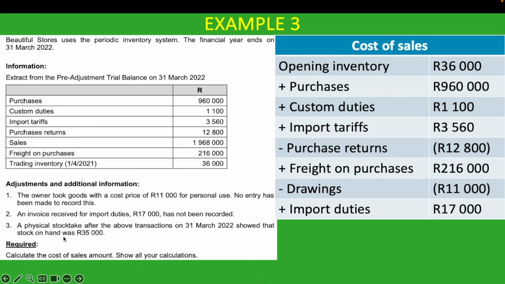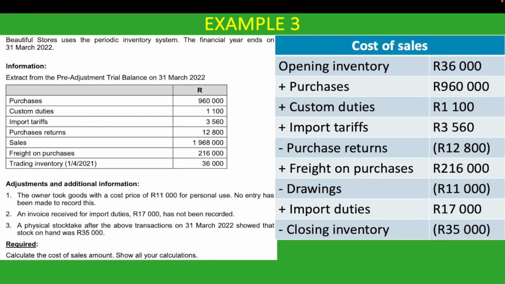And then lastly, we are told a physical stock take after the above transactions on the 31st of March 2022 showed that stock on hand was 35,000 Rand. What do we call that? Closing inventory. And what do we do with our closing inventory? We deduct it, if you know your formula well by now. So we're going to deduct 35,000 Rand as our closing inventory. And we've taken into account all the information that they gave us. All we need to do is to sum it up and see what our cost of sales is.